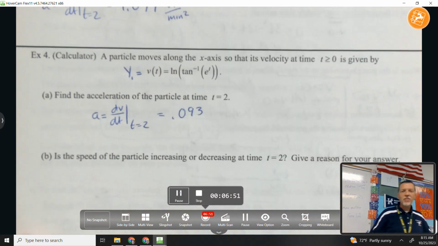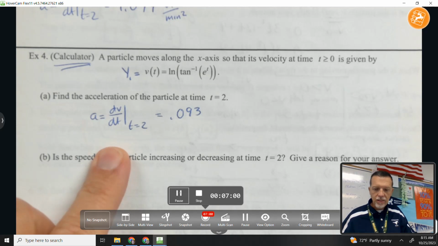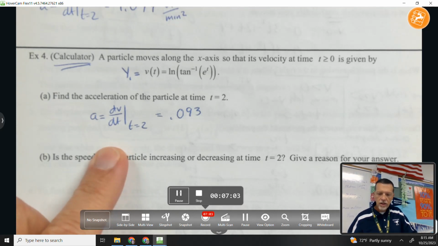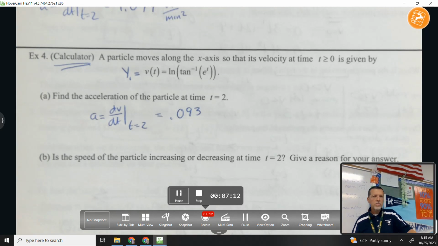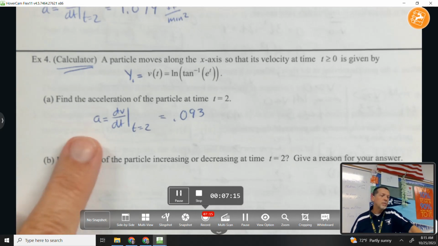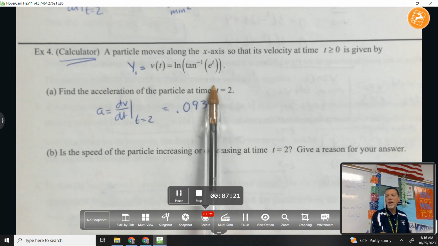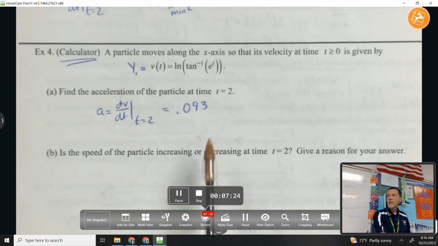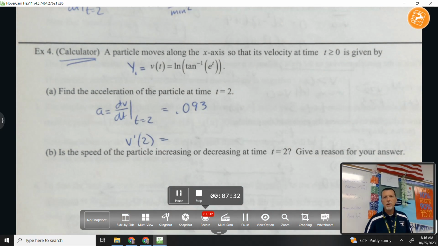And by the way, this is sufficient work. If it's a calculator problem, the AP graders know that the calculator can do this. And so you don't have to show any more work than that. You got to tell them that acceleration is dv dt, but after that, they're not expecting you to find this derivative by hand. That would be the same thing as v prime at 2. Okay. Yep, that would be okay.